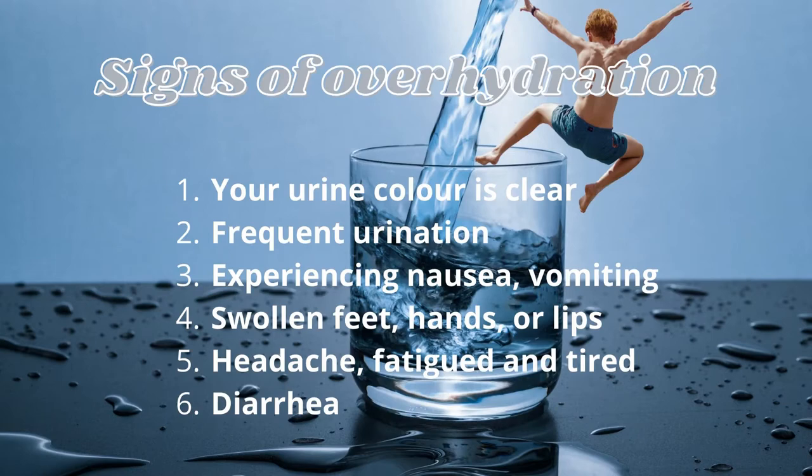Normal urine should be in shades of yellow. If your urine color is crystal clear every time, it means you are drinking more water than your body requires. The second sign is passing urine frequently, especially at night. Please remember, if the first and second signs happen frequently at night, it is a warning that you should decrease the water intake immediately.